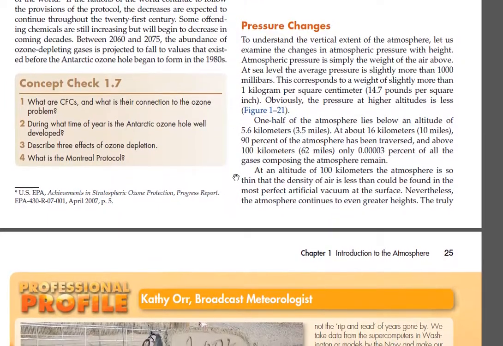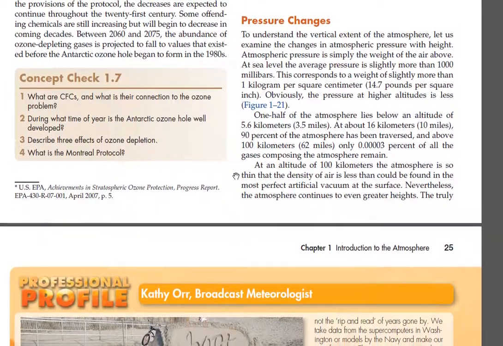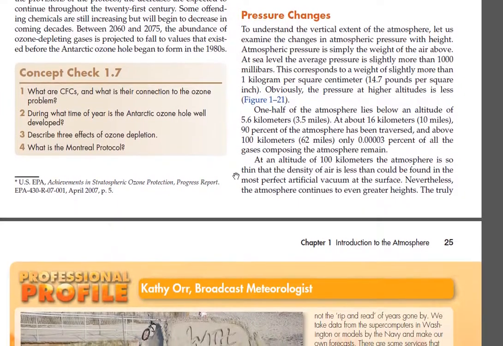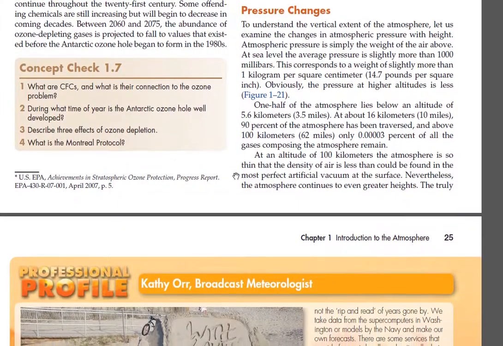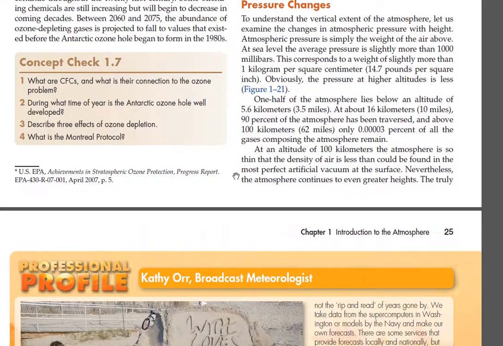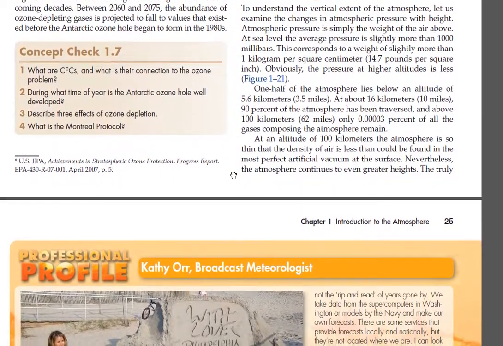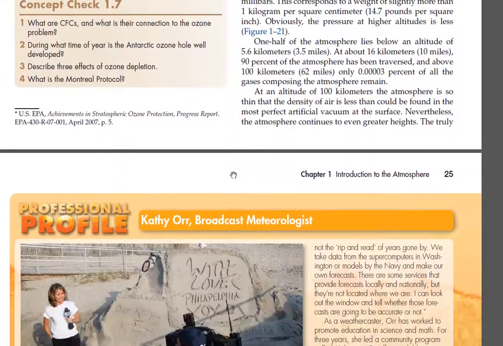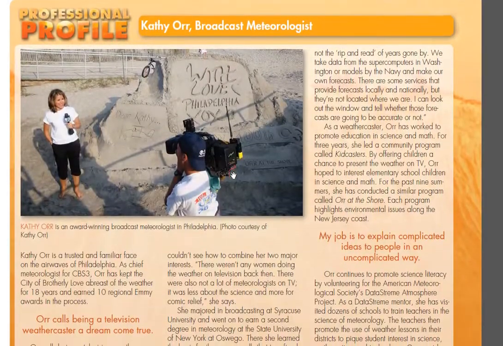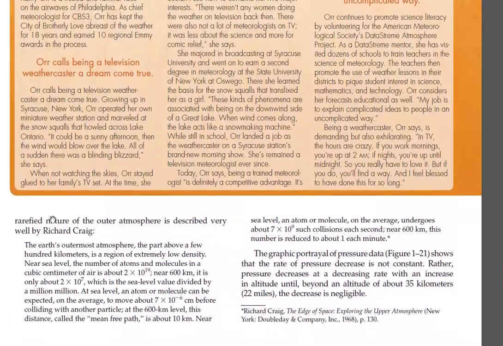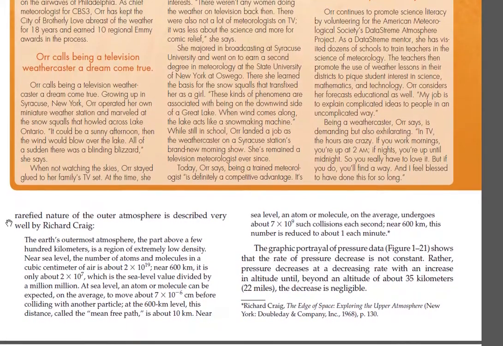At an altitude of 100 kilometers, the atmosphere is so thin that the density of air is less than could be found in the most perfect artificial vacuum at the surface. Nevertheless, the atmosphere continues to even greater heights. The truly rarefied nature of the outer atmosphere is described very well by Richard Craig.